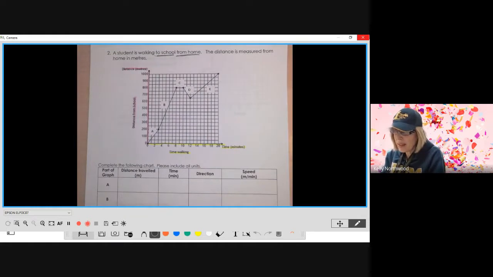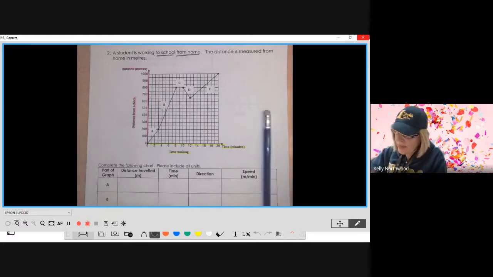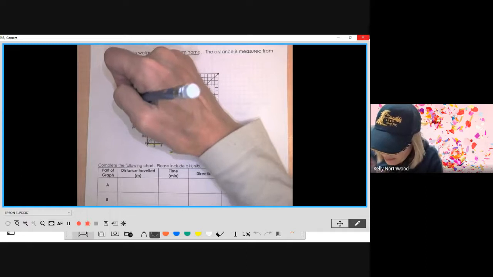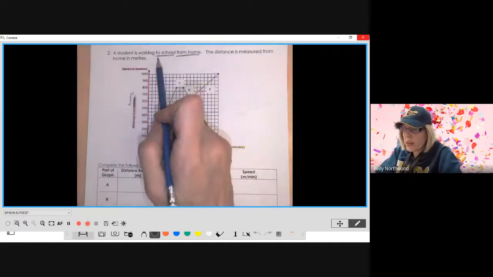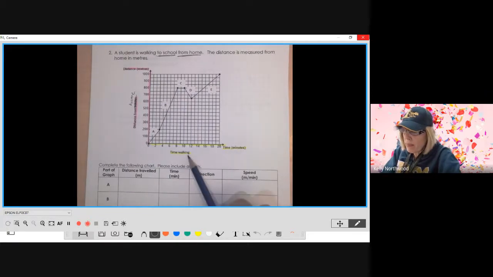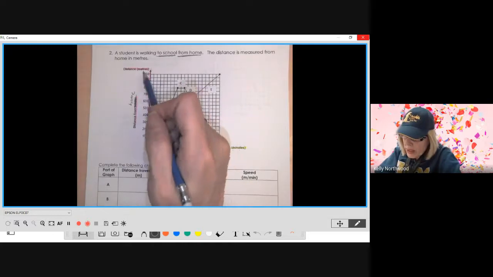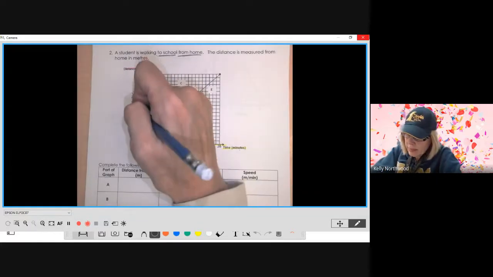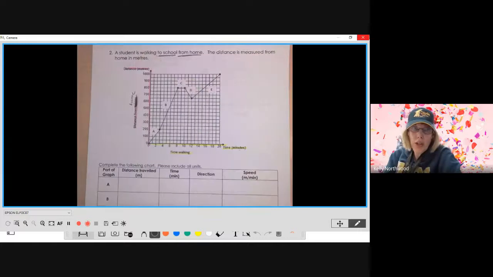Sorry, this should say distance from home. Change that. Because the student is walking to school from home, so they start off at home. So this 0, 0 means there's 0 meters from home at time 0 minutes. Make sure you change that to home.